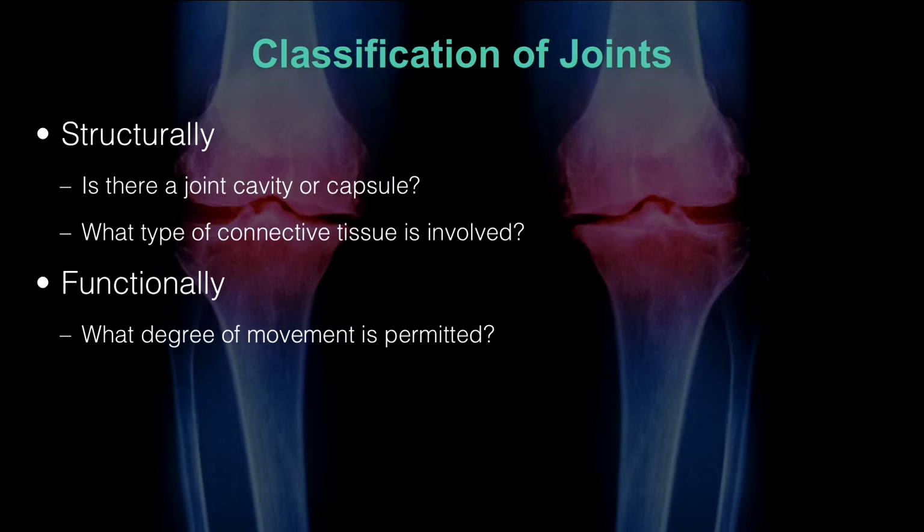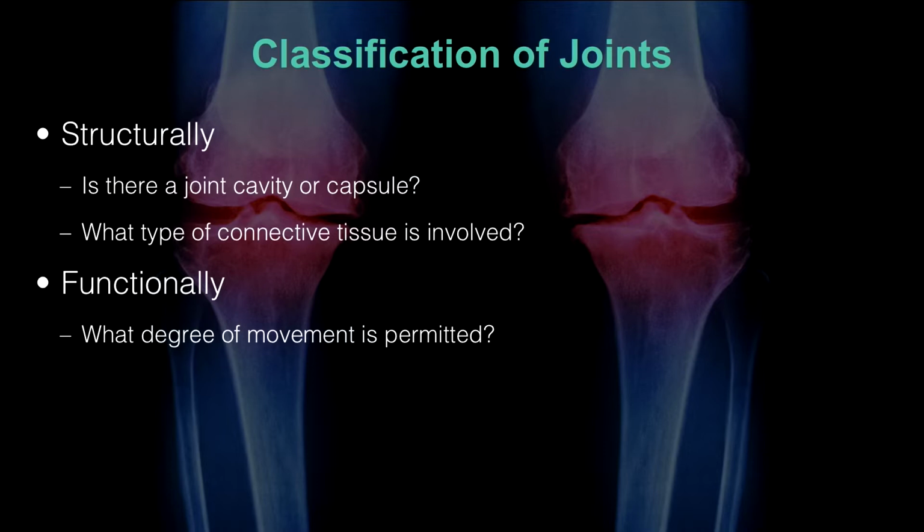Some, lots, and actually there are joints that don't move at all. So I'll revise that statement. How much movement is there? And based on whether it's no, some, or lots, we can classify the joints functionally as well.